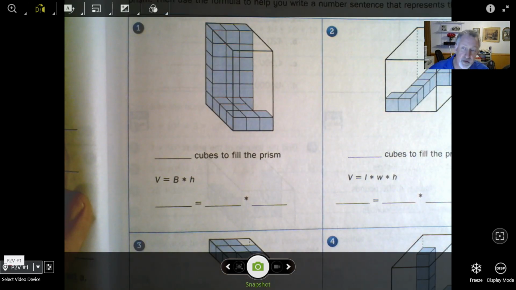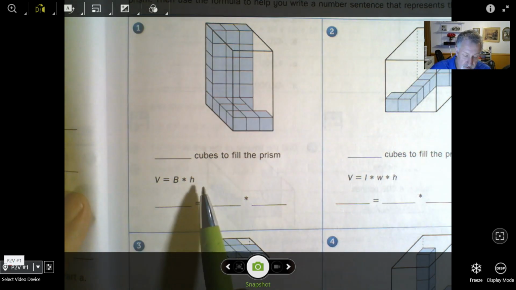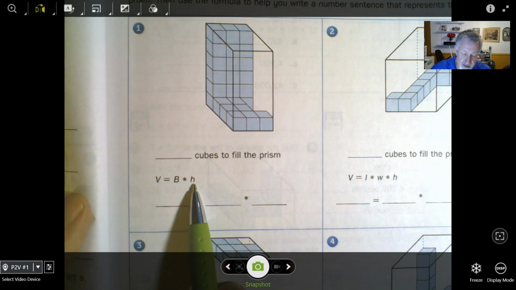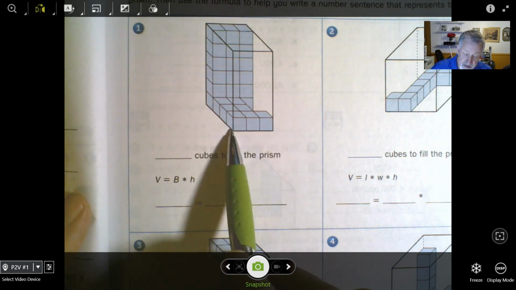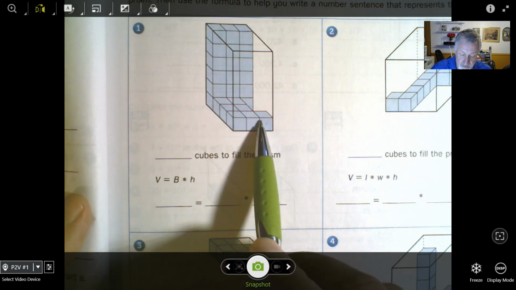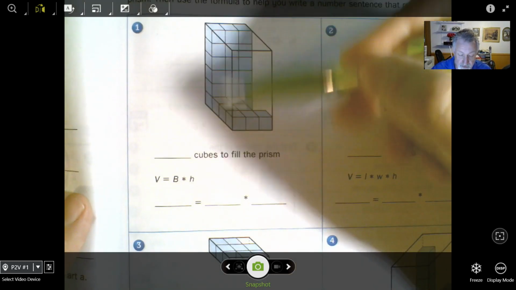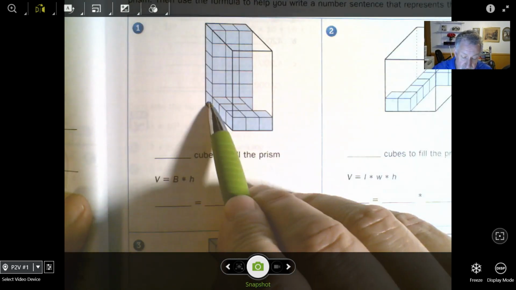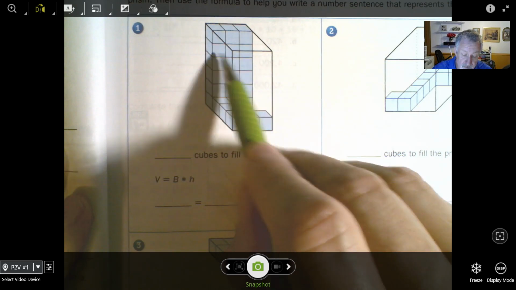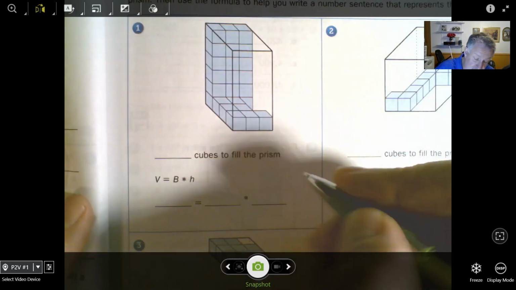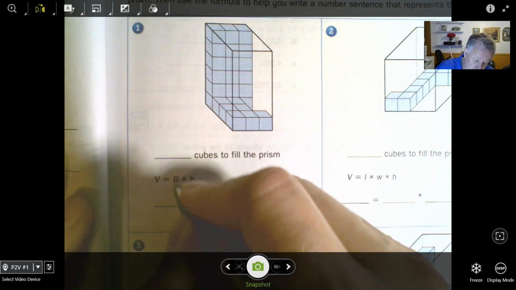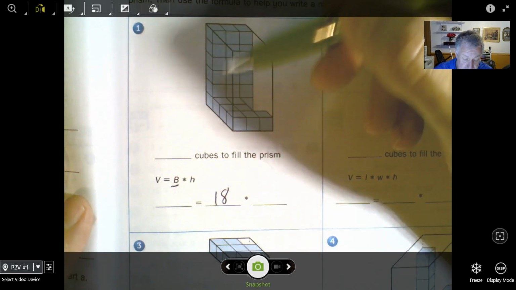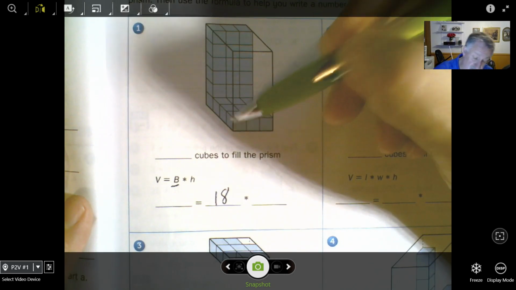Page 39, number 1. Okay, so how many cubes to fill the prism? Volume equals base times height. Now I could count the bottom as my base, but I really don't have all the pieces in the bottom of the base. So I'm going to use this top part here as my base, this side that is complete. And I see that there are 3, 6, 9, 12, 15, 18 pieces in the base. Okay, so there's my base. And I see that if I'm using this as my base, I go out 4 layers of that.